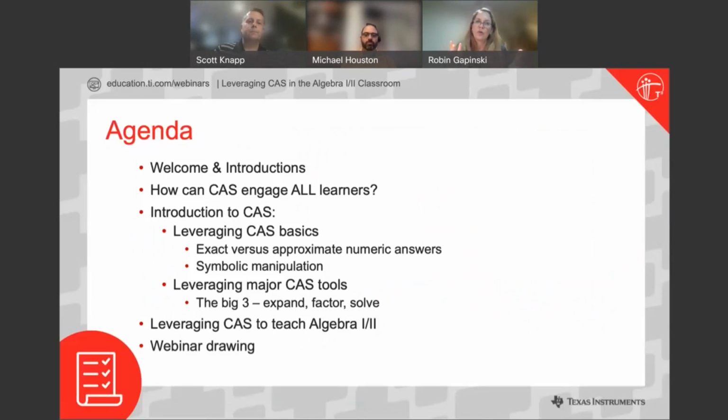It's going to be twofold. Tonight, we're going to first talk about the CAS basics and what Scott and I consider three of the major power tools with CAS. And then we're going to switch gears and show you how you can leverage and utilize CAS specifically in the Algebra 1 curriculum and the Algebra 2 curriculum. And then we're going to finish with the webinar drawing.